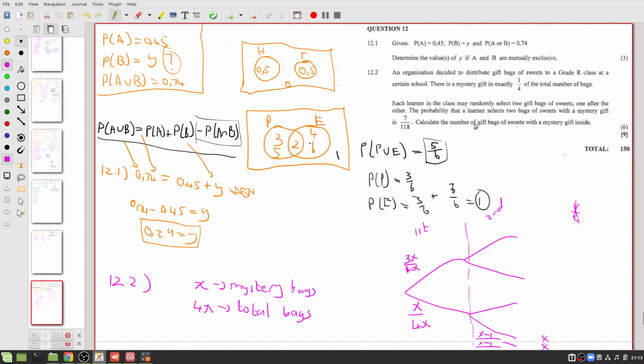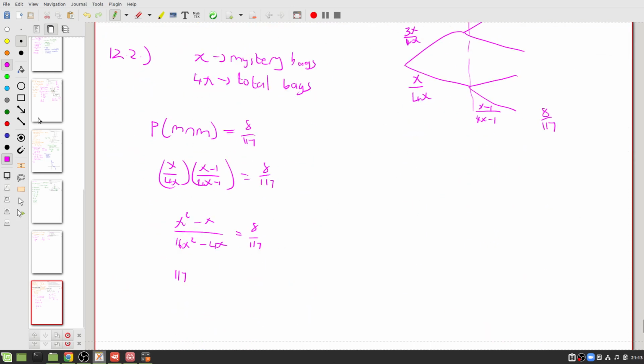Is that 8 over 117 correct? 7 over 118. I thought I read something different here. Let me just correct that before we get to the wrong answer here. Okay, so 7 over 118. Well done if you picked that up. That's a common mistake people make in mathematics. You don't read your questions, and probably in all subjects.